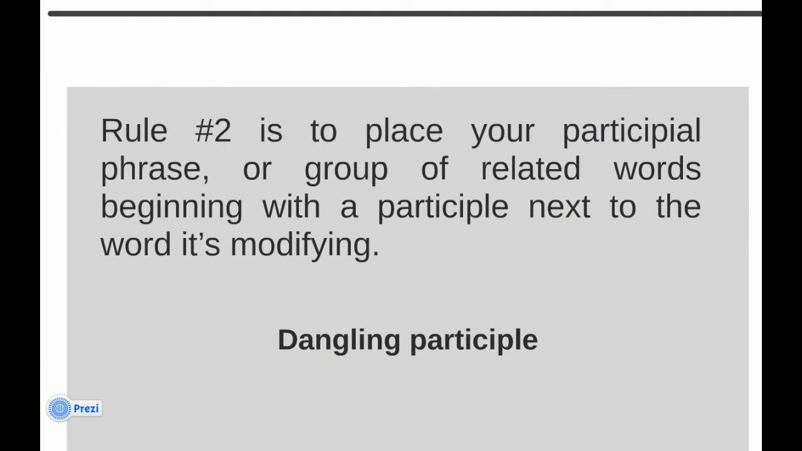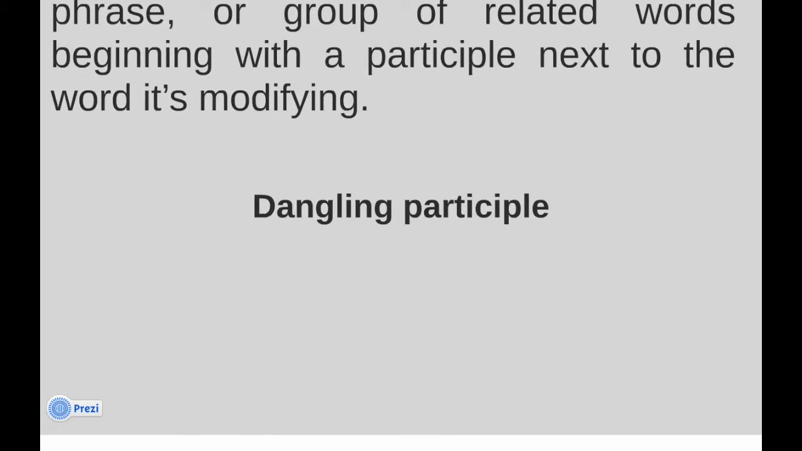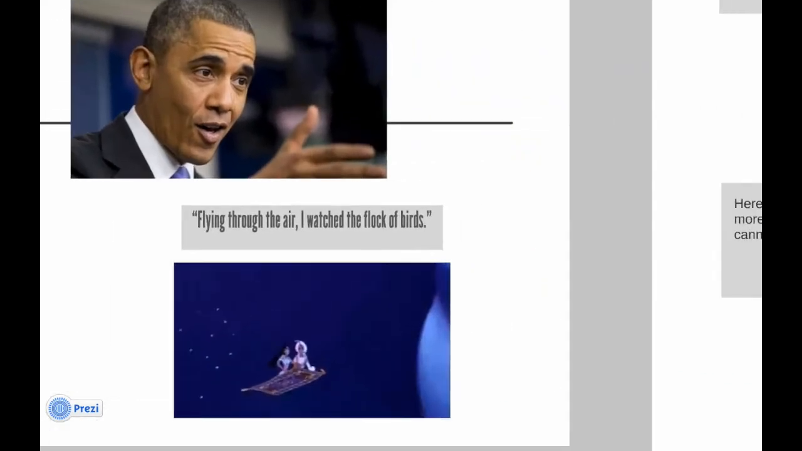Rule number 2 is to place your participle phrase, or group of related words beginning with a participle, next to the word it's modifying. If not, it's called a dangling participle. This can also cause confusion. Look at this sentence, for example.